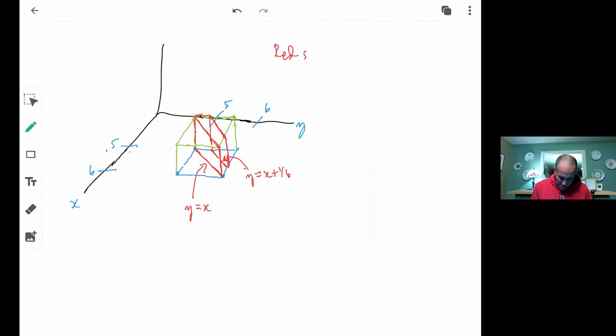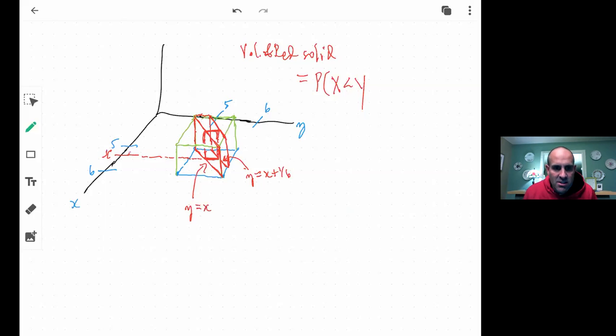The volume of the red solid is equal to the probability that x comes first, and then y. Whatever x happens to be, if this is x right here, this is the line y equal to x. Well, y has to start at x and go up to x plus a sixth. So I've marked off the line y equal to x and y equal to x plus a sixth. That's where y would reside, between those two lines. And then I would get these little slices like this.